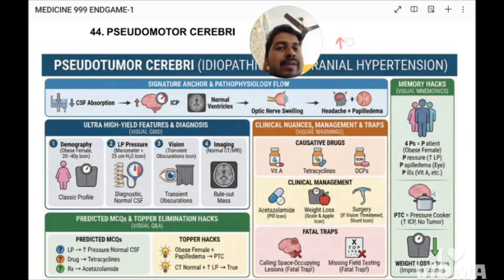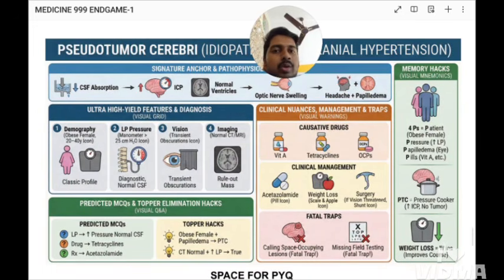Whenever there is increased ICP, remember, there is papilledema. Papilledema means there is optic disc swelling. This optic disc swelling is present in intracranial hypertension, but we don't have any apparent cause. So we have papilledema along with headache. This is the commonest feature. It is commonly seen in obese young adult females. On LP, the opening pressure is more than 25 centimeters of water, which is above normal, so that's why we call it raised intracranial pressure.